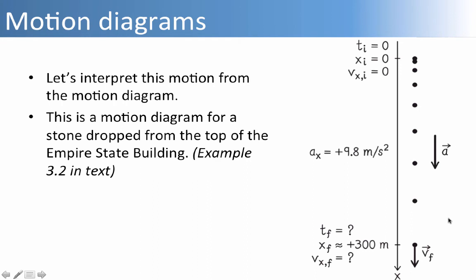And in fact, if we include the position here as being about 300 meters downwards in the positive direction, we decide this must be a pretty big building, and it's actually example 3.2 in the text, which looks at the motion of a stone dropped from the top of the Empire State Building.